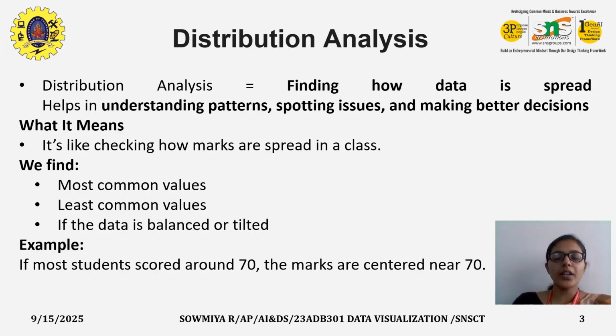Let's see what it means. Distribution analysis is about finding how data is spread out. Think of it like arranging the exam marks of students. We want to know what is the most common value and what is the least common value. Is the data balanced or tilted to one side? For example, if most students score around 70, then the distribution is centered near 70. This helps us to quickly understand whether the class performance is uniform or scattered. In real world cases, companies use this to check sales trends, or hospitals use it to understand patient recovery times.